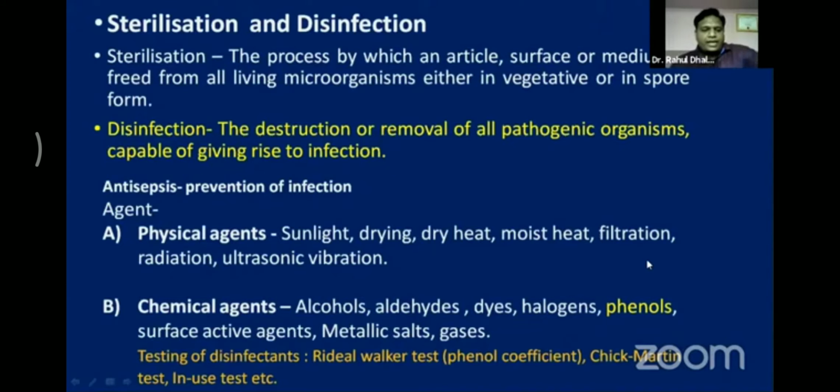Then surfactants as active agents, metallic salts, and gases like beta-propiolactone gas we can use as chemical agents for the destruction of pathogenic organisms. We can also check the efficacy of these disinfectants by using tests like the Rideal-Walker test, also known as the phenol coefficient test, the Chick-Martin test, and the in-use test.